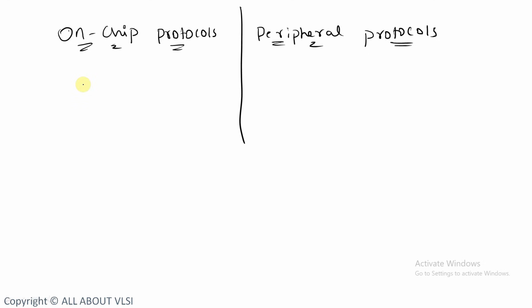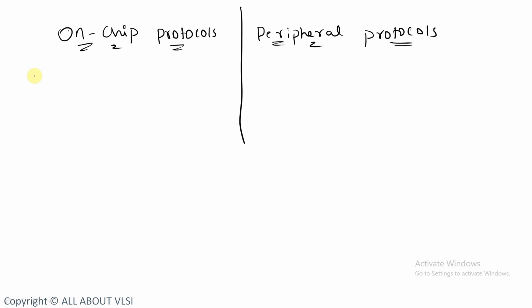Basically we have on-chip protocols and peripheral protocols. On-chip protocols communicate between the components on a chip like an SoC, and coming to peripheral protocols, your component is going to communicate with your peripheral devices. So these are your peripheral protocols and on-chip protocols.